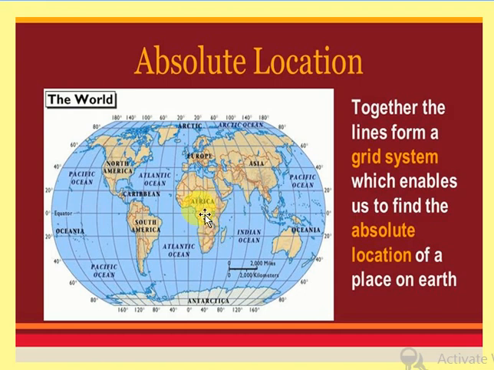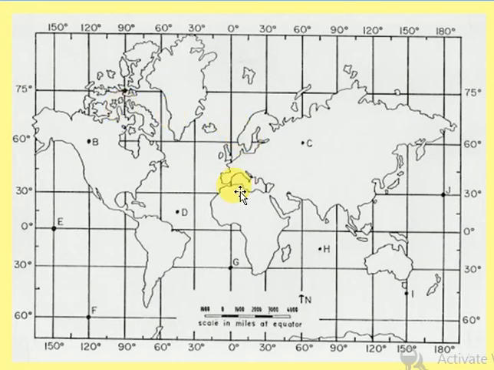So latitude indicates the north or south position on a map. So these are the latitudes. You can see 0 degree, this is the equator, and below 0 degree. These horizontal lines are your latitudes. So above the equator they show the north position, and below they show the south position.